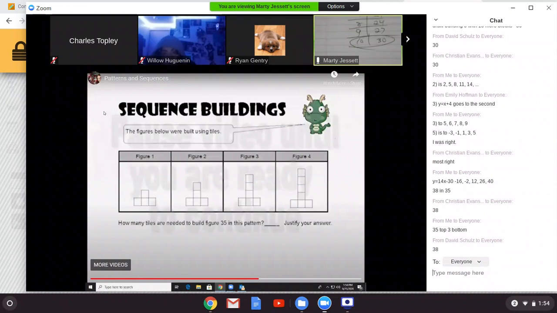Lots of correct answers. Just how are we getting it that quickly is the question. Are people drawing pictures that fast? I doubt it. So there must be some connection between the figure number and your answer. Anybody else got a response for me?